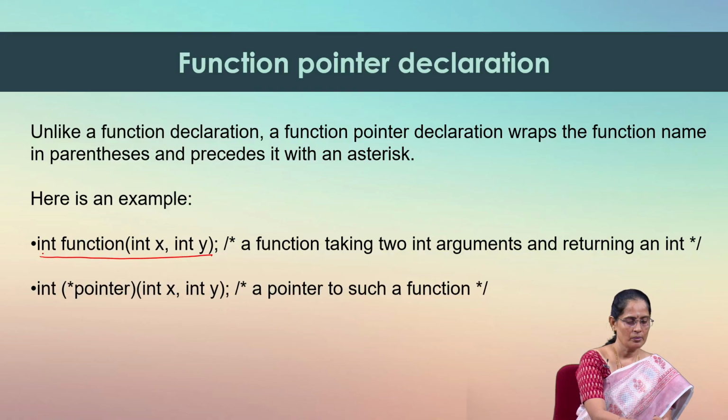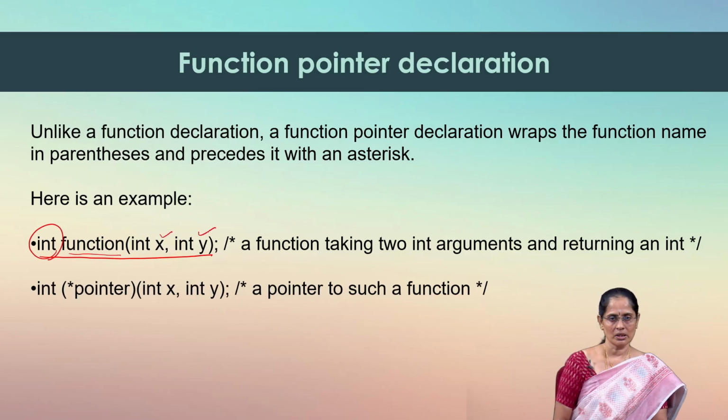Function pointer declaration: unlike a function declaration, a function pointer declaration wraps the function name in parentheses and precedes it with an asterisk. This is a simple function declaration statement, which we have got used to in the previous sessions: the return type will be the int data type, function is a user defined name, and x and y are the list of arguments that we pass to the function. This is a usual function declaration statement we have already learned.